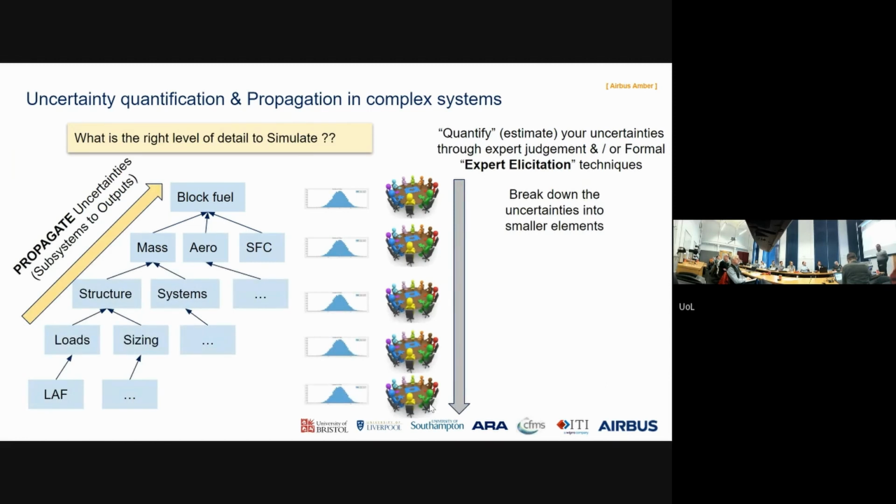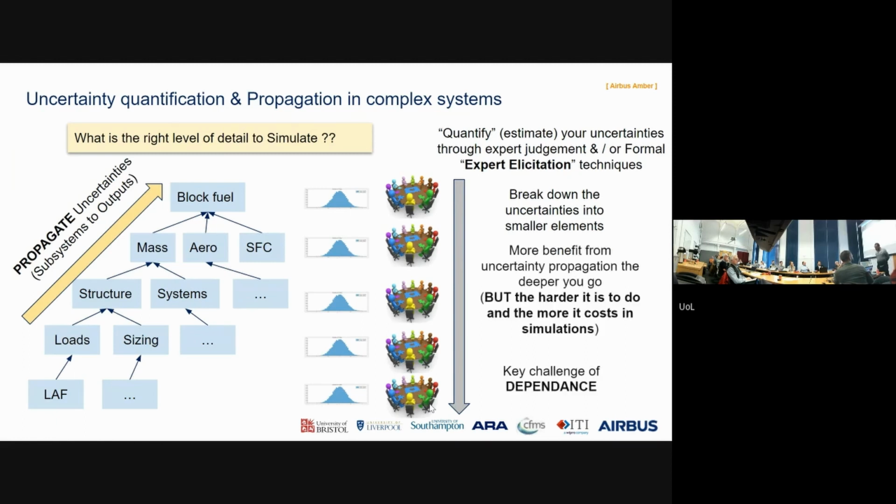So we look at mass, we have the structural mass, we have the systems mass. On the structure, it's a function of the loads, the sizing optimization, the loads alleviation, aeroelastics, and lots of other complicated things. So you can work out each and every one of those levels and propagate the uncertainties back up to your block fuel. The more you can do that, the more benefit of capturing the complexity, but the harder it is to do, and the more it costs you in terms of simulations. A key challenge, as Peter mentioned before, is dependence: both statistical dependence and the dependence in the actual simulations of the design processes.